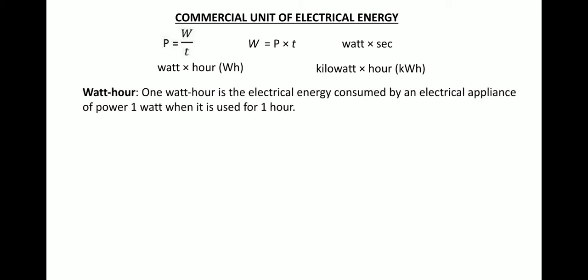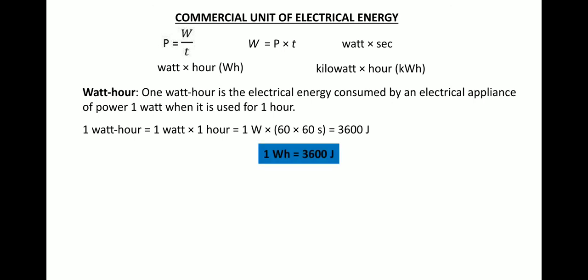Watt times hour is called watt hour, and kilowatt times hour gives us kilowatt hour. So the definition for 1 watt hour is: 1 watt hour is the electrical energy consumed by an electrical appliance of power 1 watt when it is used for 1 hour. 1 watt hour is equal to 1 watt times 1 hour, which is equal to 1 watt into 60 into 60 seconds, which is equal to 3600 joules. So simply we can remember 1 watt hour is equal to 3600 joules.